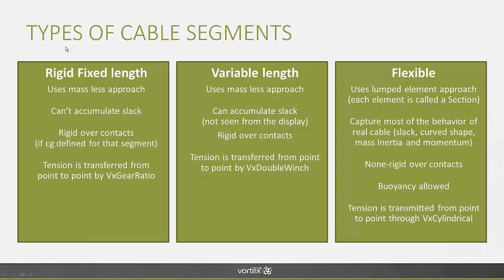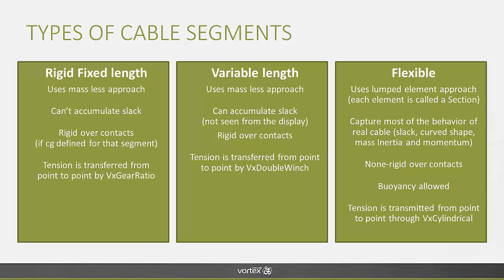There are three types of cable segment. The first one is a rigid fixed length. This uses a massless approach. It cannot accumulate slack. It is rigid over contact if a collision geometry is defined for that segment, and the tension is transferred from point to point by a constraint called Vx gear ratio.